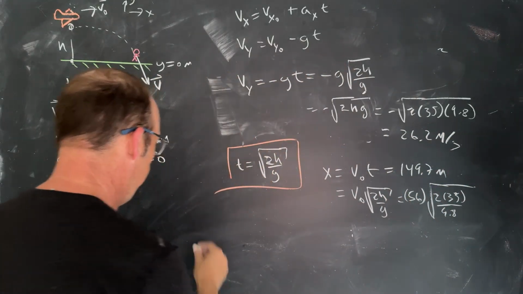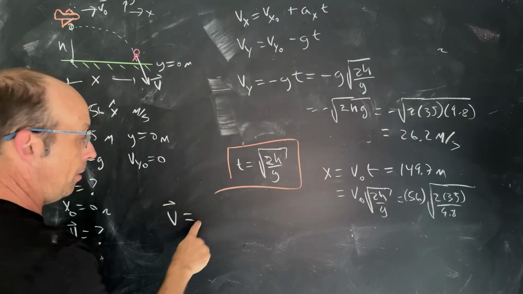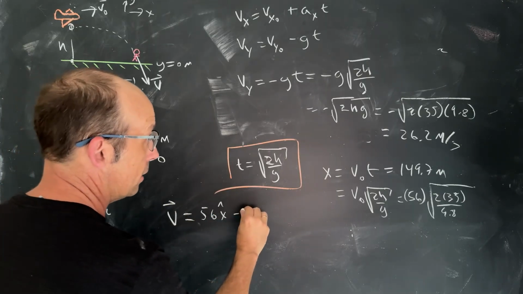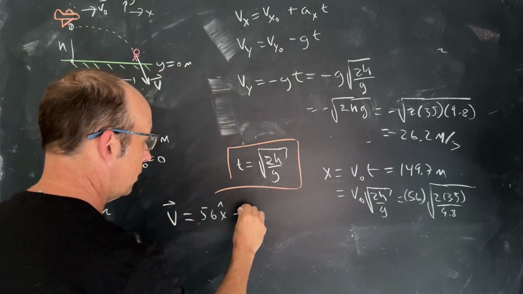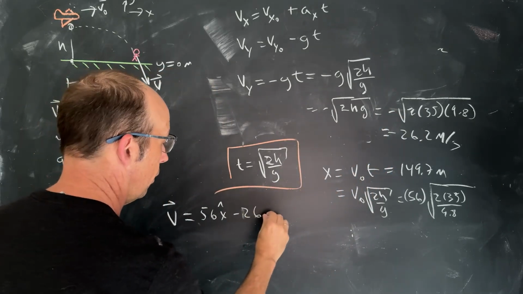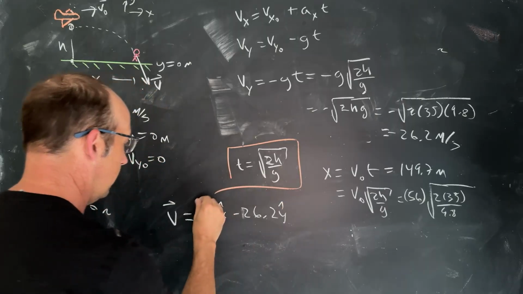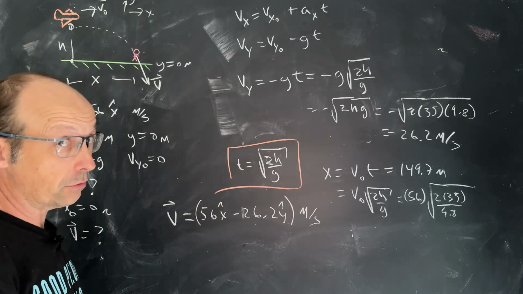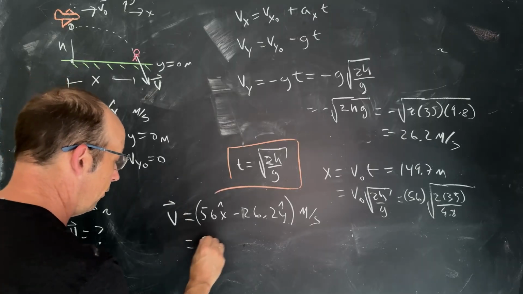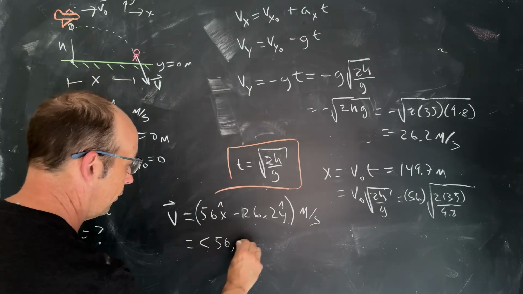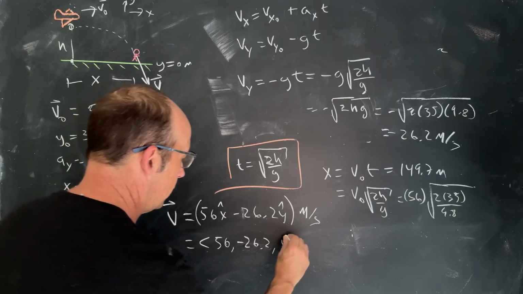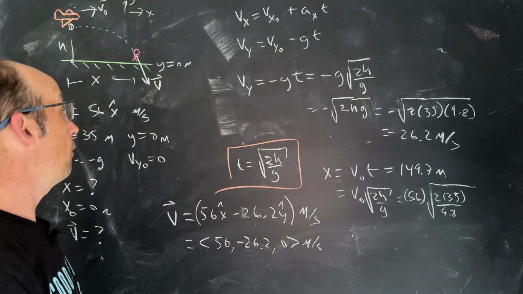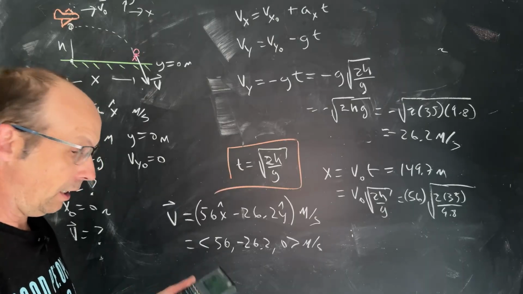Now I can write down my final velocity vector. It's going to be my x velocity, which is 56 x hat, minus, there was a minus, minus 26.2 y hat, parentheses, meters per second. I need to include the units. If you don't do that, it's not right. Or you could write it like this. This is how I like to write it too. 56, negative 26.2, 0 meters per second. So that's the velocity right before it hits the ground, the end.